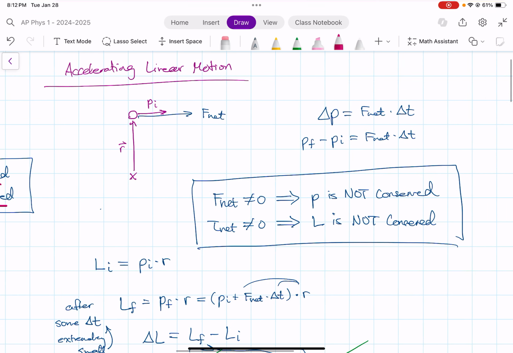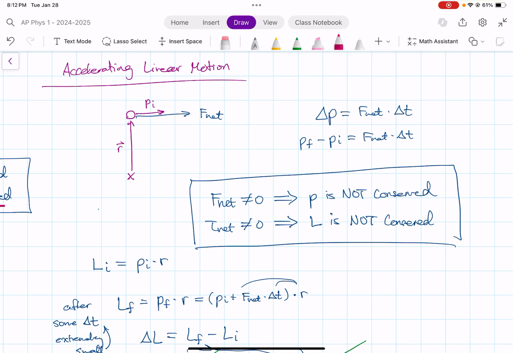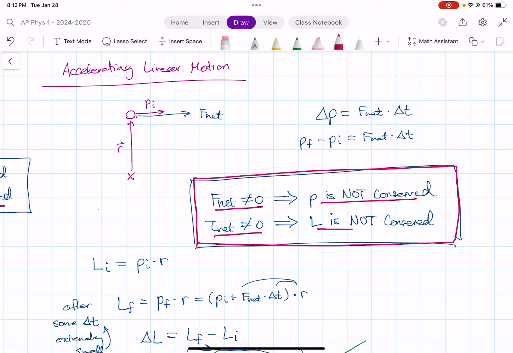And in our last example, this is where we saw the actual connection between what specifically causes L, angular momentum, to be conserved. And this was really the piece de resistance. So basically, if there's a non-zero net force, linear momentum is not conserved. We already knew that. Then we discovered that if the net torque is not zero, that's what causes angular momentum to not be conserved.